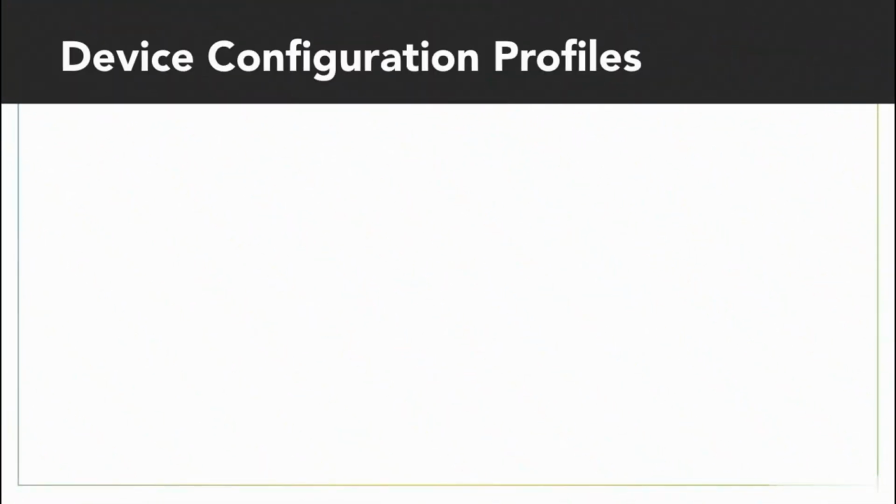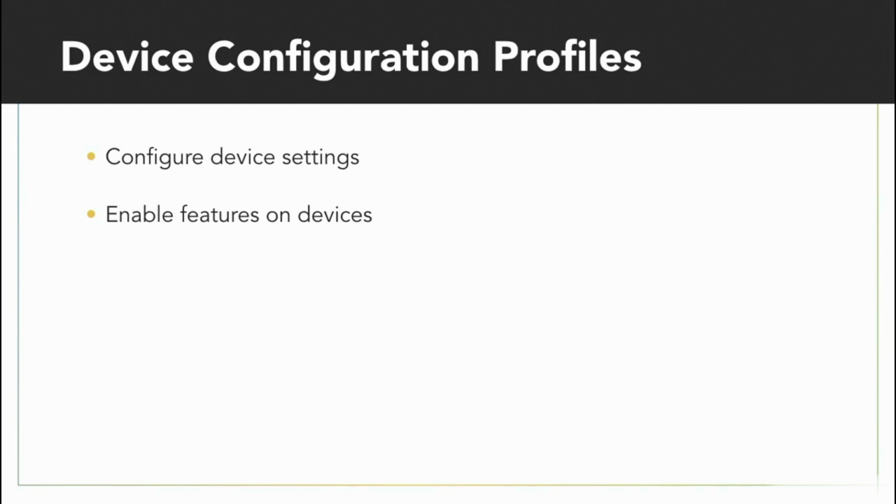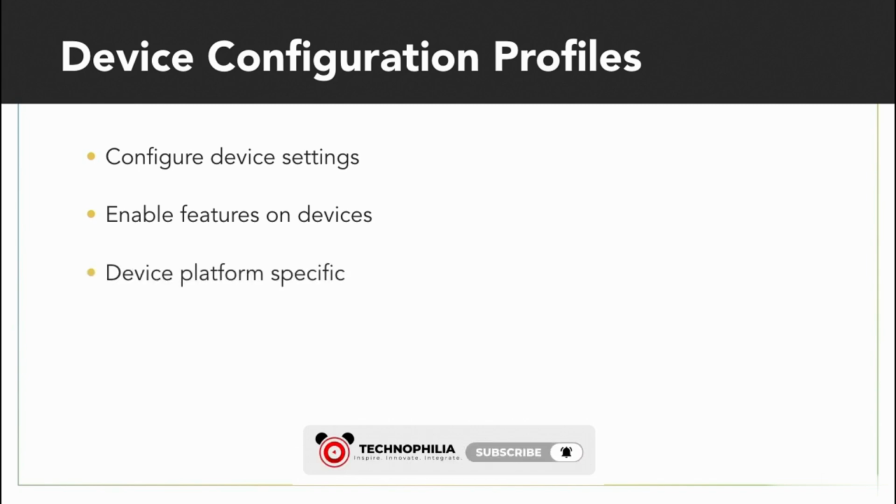Device configuration profiles are used to configure settings and features on devices. These can be used to pre-configure setup for corporate resources, such as configuring a Wi-Fi or VPN profile on your mobile devices. In this way, they can be automatically connected to your corporate Wi-Fi throughout your organization. Profiles are specific to the device platform, such as iPhones or Windows 10 desktops.